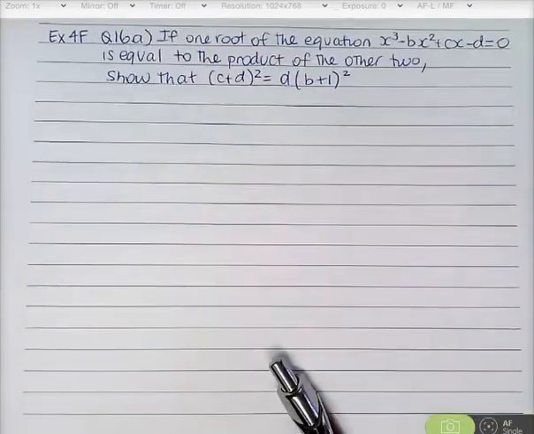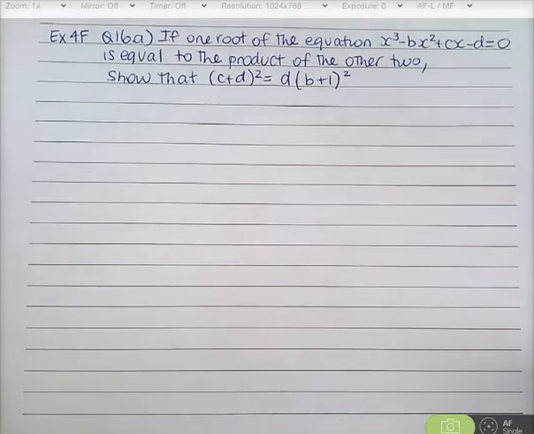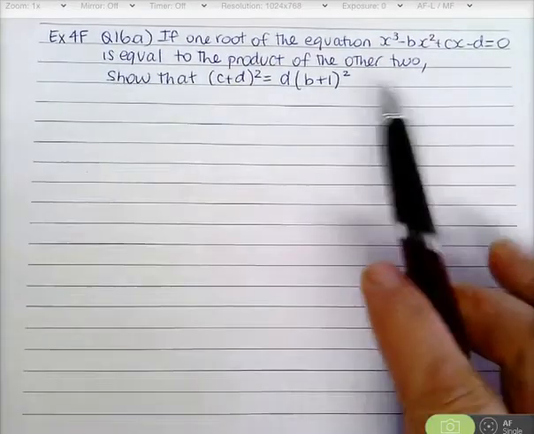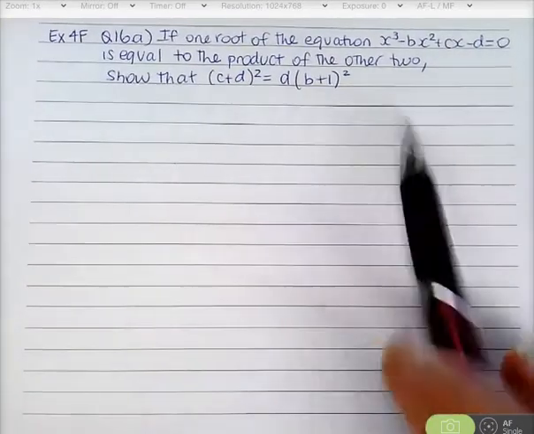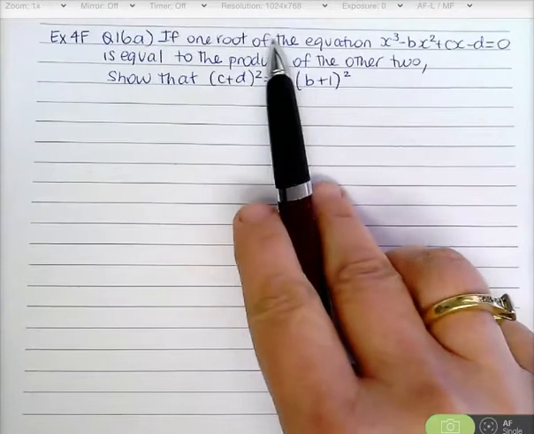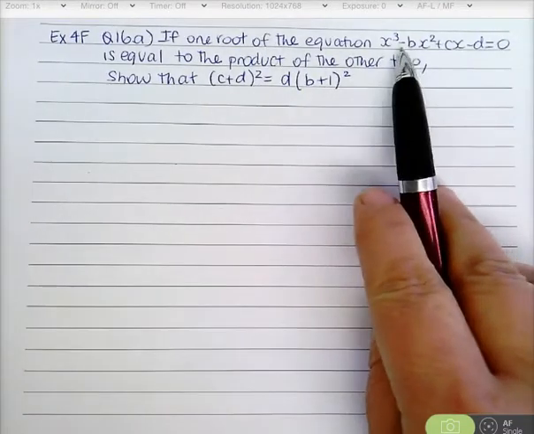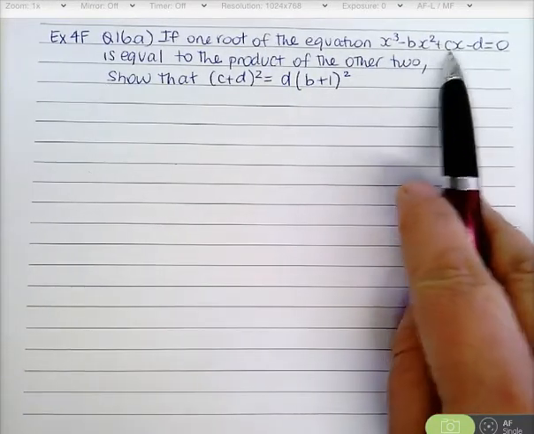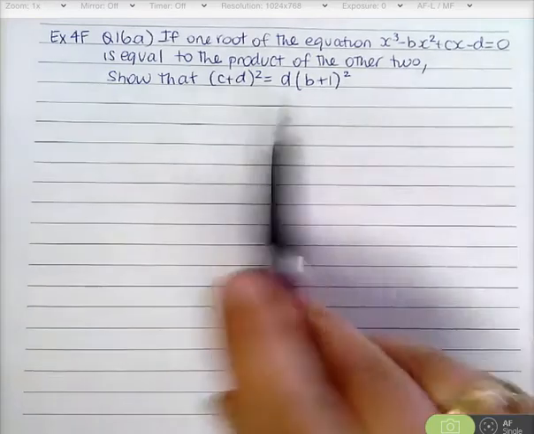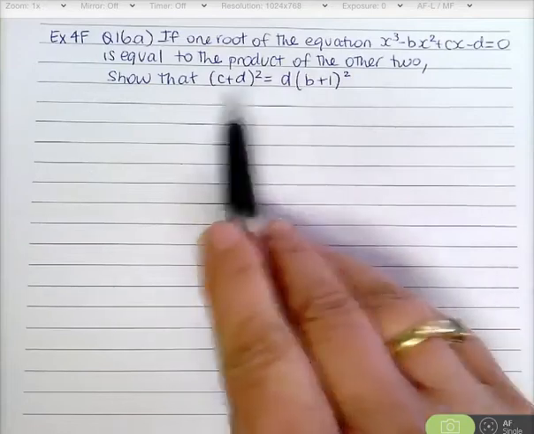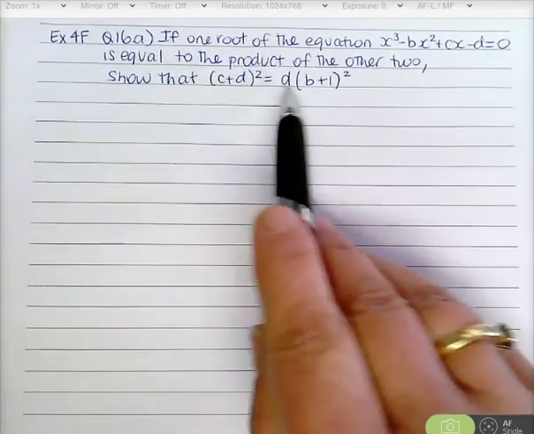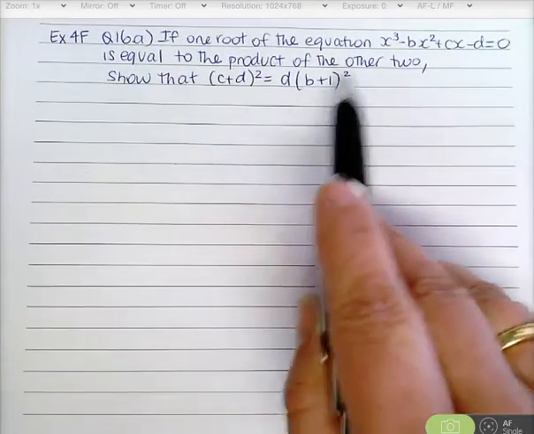This is exercise 4F question 16A. Now this is a harder question. It would be heading into a band E4 for this question, okay? So if one root of the equation x cubed minus bx squared plus cx minus d equals 0 is equal to the product of the other two roots, show the following: c plus d squared is equal to d bracket b plus 1 squared.